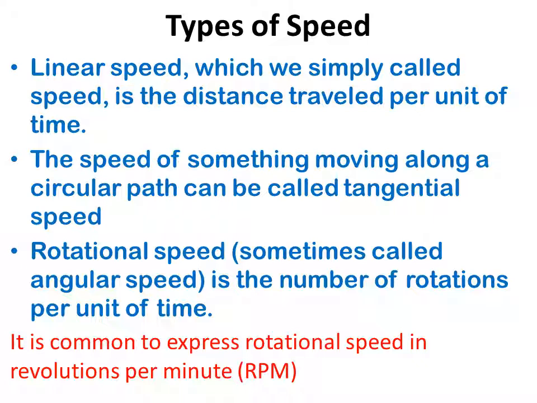Rotational speed, sometimes called angular speed, is the number of rotations per unit of time. So rotational speed is the number of rotations per unit of time. It is common to express rotational speed in revolutions per minute, that is RPM. So there are three types of speed: linear speed, tangential speed, and rotational speed.